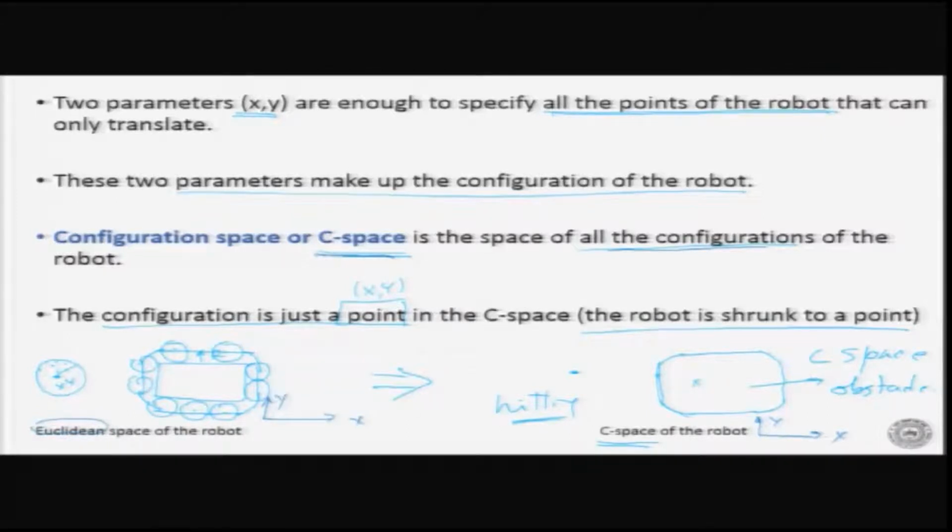But they are not the same space. One is a C space, the other one is a Cartesian space. Now, they essentially look the same because we have only two dimensions here, only x and y. So it is looking like the Cartesian space x y.